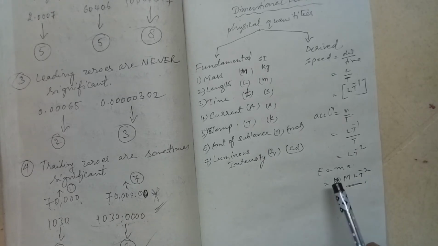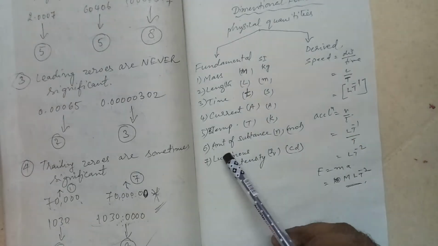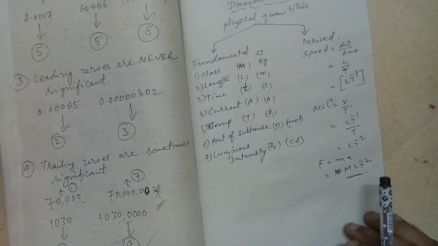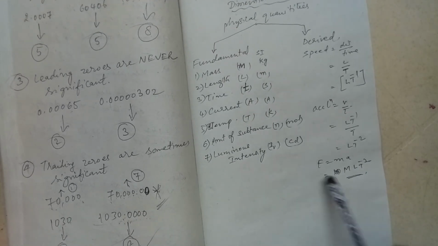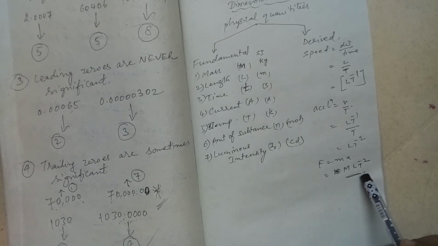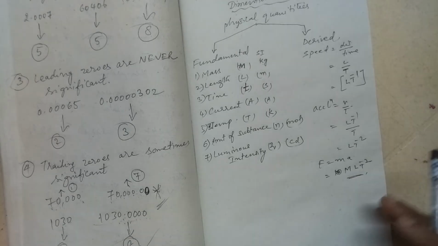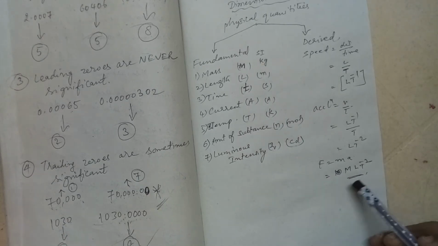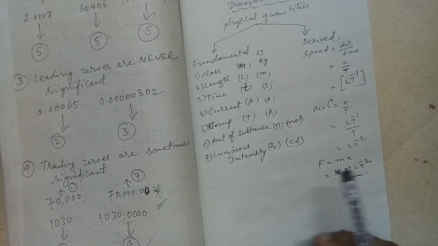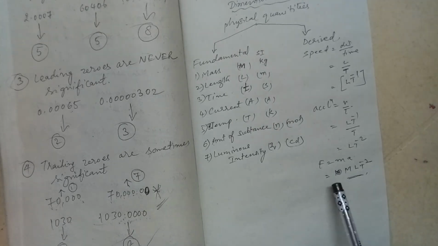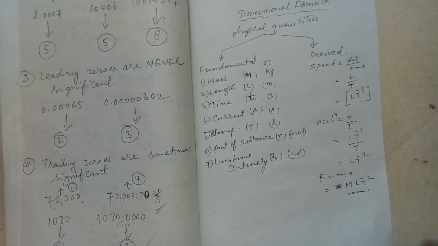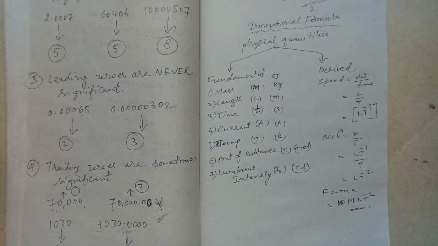Dimensional formula is basically writing a physical quantity in terms of these fundamental quantities raised to a power or an exponent. Here F is a physical quantity. It is written in terms of M, L, t, these are fundamental quantities, and each is raised to some exponent: M power 1, L power 1, t power minus 2. It can sometimes be M power 0 also. If mass is not there, you will say M power 0. So this is the definition and application of dimensional formula. We will see some examples, then you will understand better.